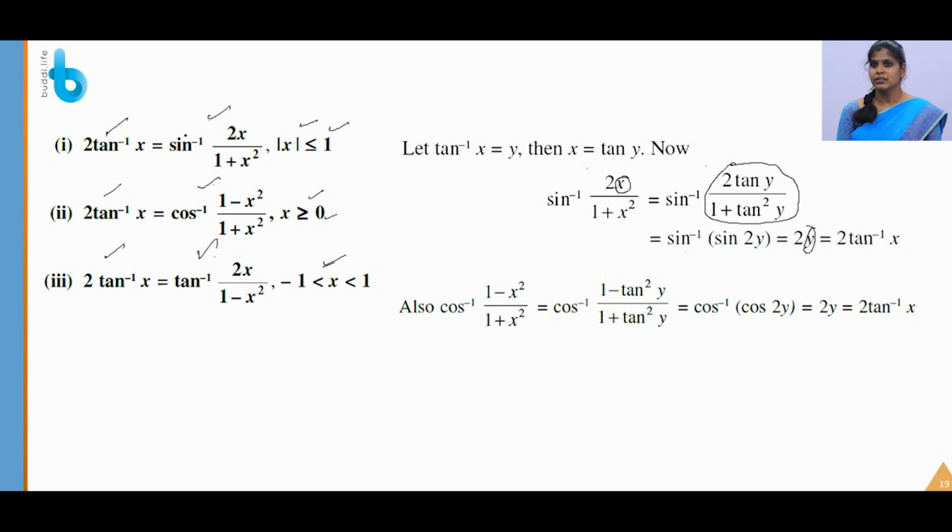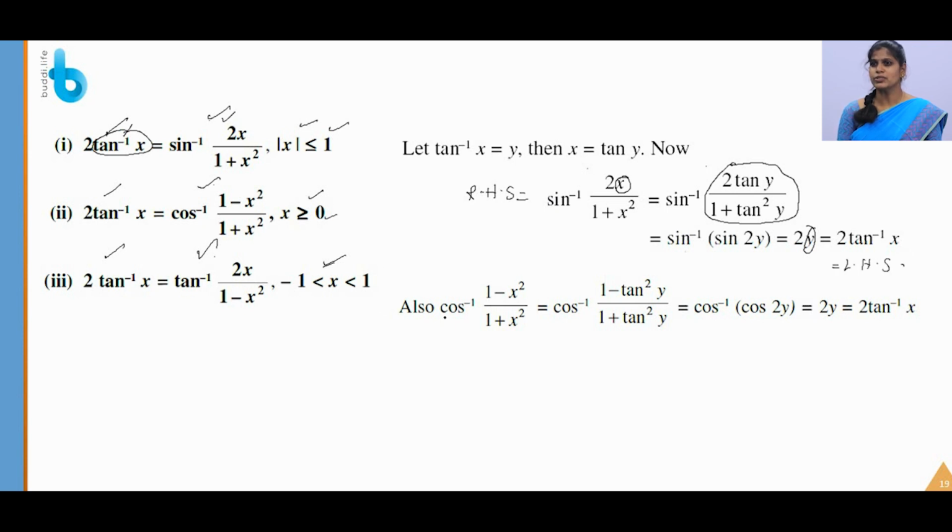What did we do? We just assumed some variable for this function, and from the right hand side we arrived at the left hand side. This is the right hand side, which equals 2 tan inverse x, the left hand side.